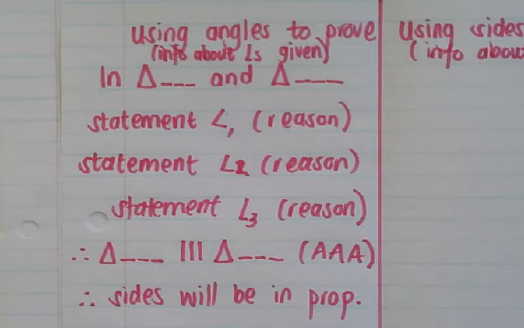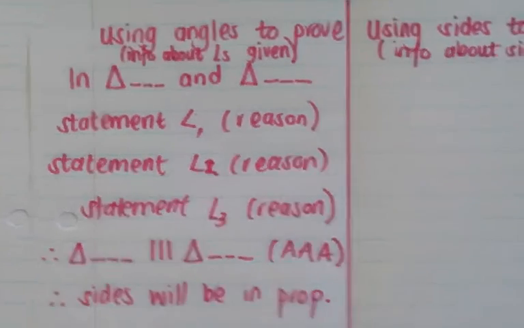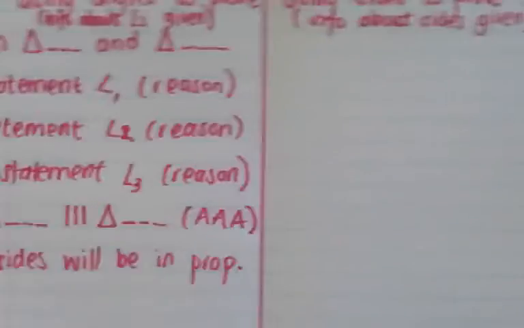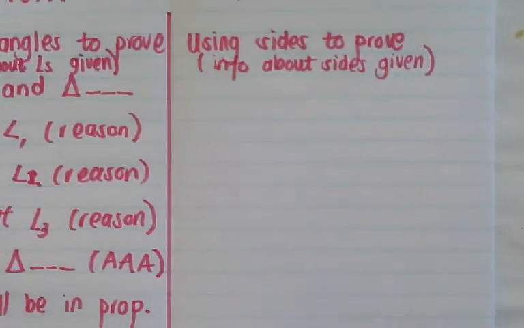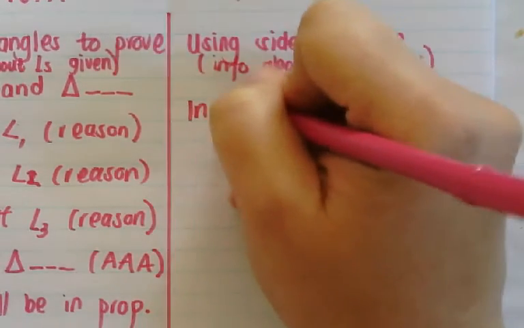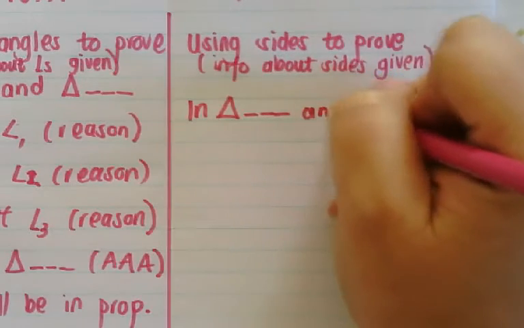Anyone still busy with the angle, angle, angle one? Okay, moving on to the sides in proportion one. So I start the same way because it's still a proof. So in triangle and triangle.